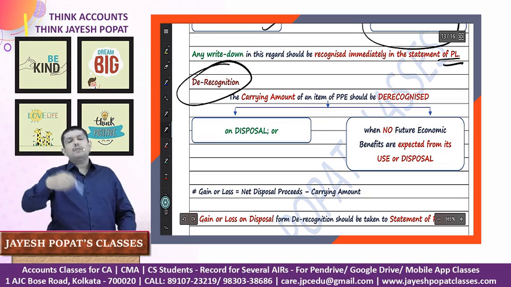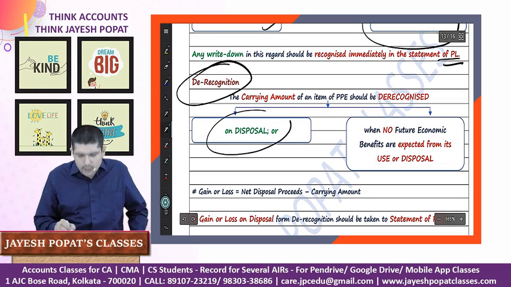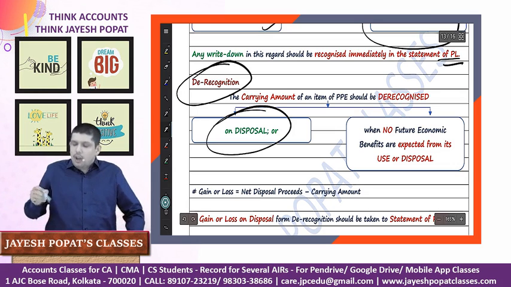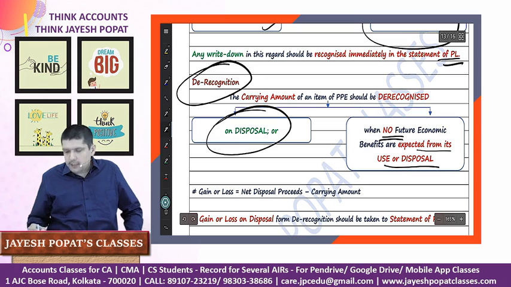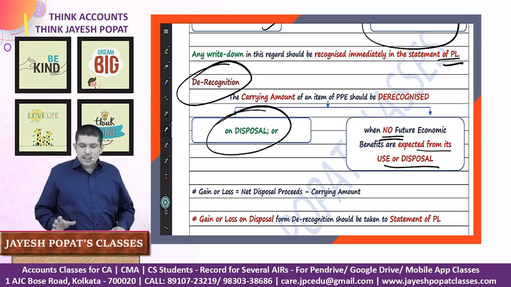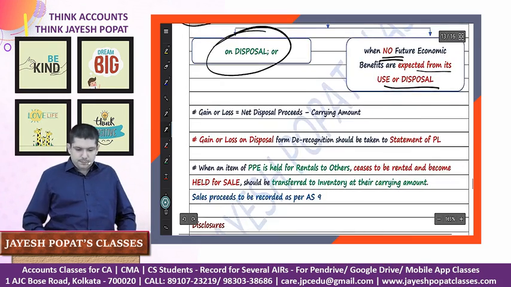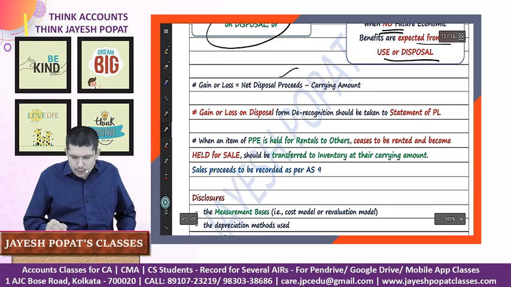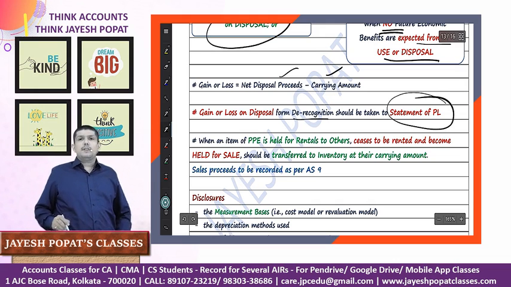Derecognition means you take off that asset from your books of accounts. The derecognition should be done either on disposal, you are selling off that asset, or maybe there is no future economic benefit from the expected use or disposal. You need to scrap that off, you need to throw that asset off. In this case, you derecognize the value from the books of accounts. Gain or loss is net disposal proceeds minus carrying amount, right? Whenever you're derecognizing also, any gain or loss will go to the statement of profit and loss.